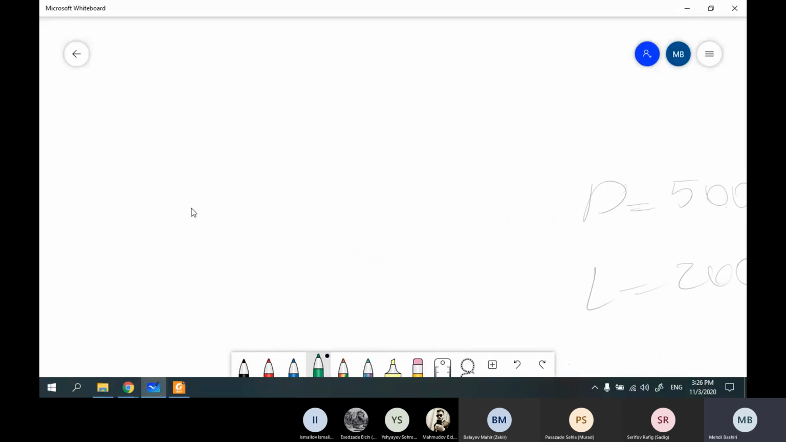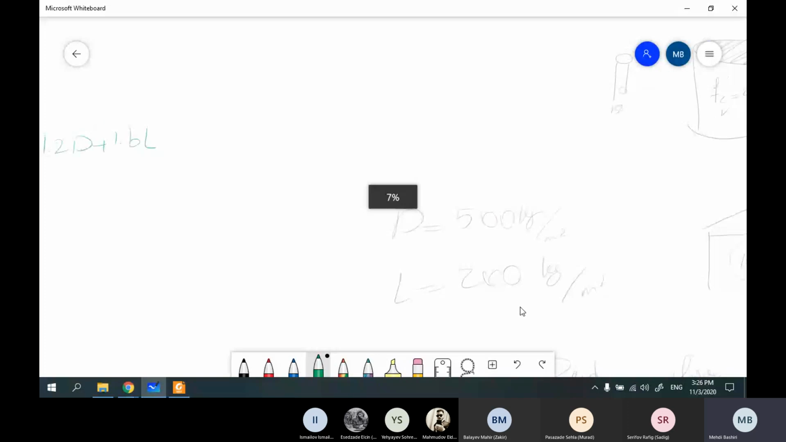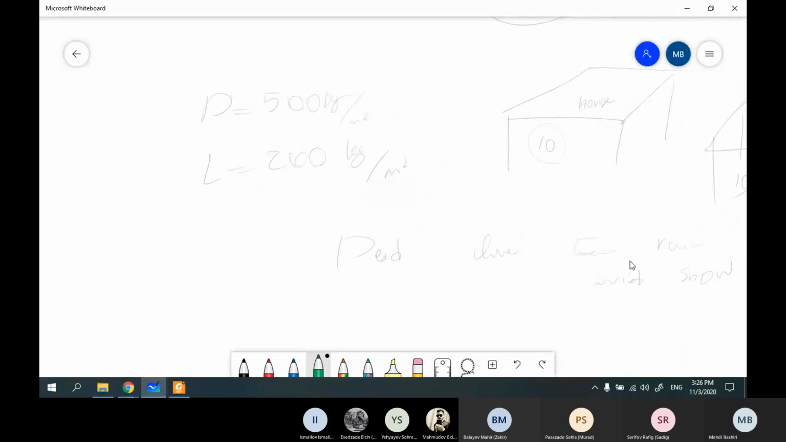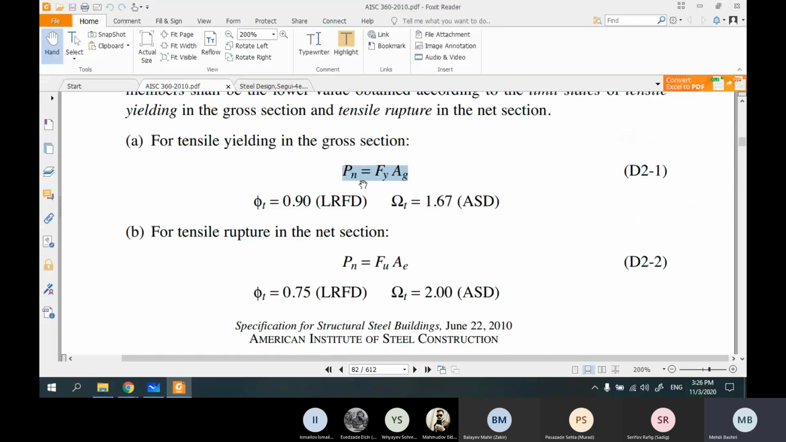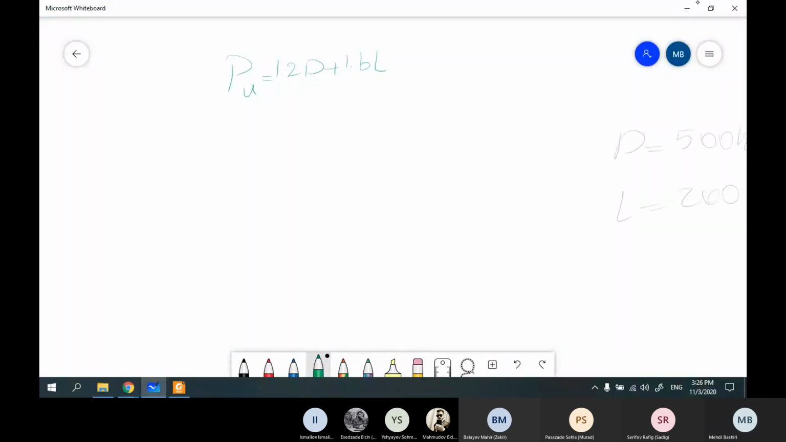I think you remember this equation, 1.2D plus 1.6L. We have to find the proper combination between these forces to find our ultimate load, Pu. And as I said, this is Pn. Capacity should be greater than demand.